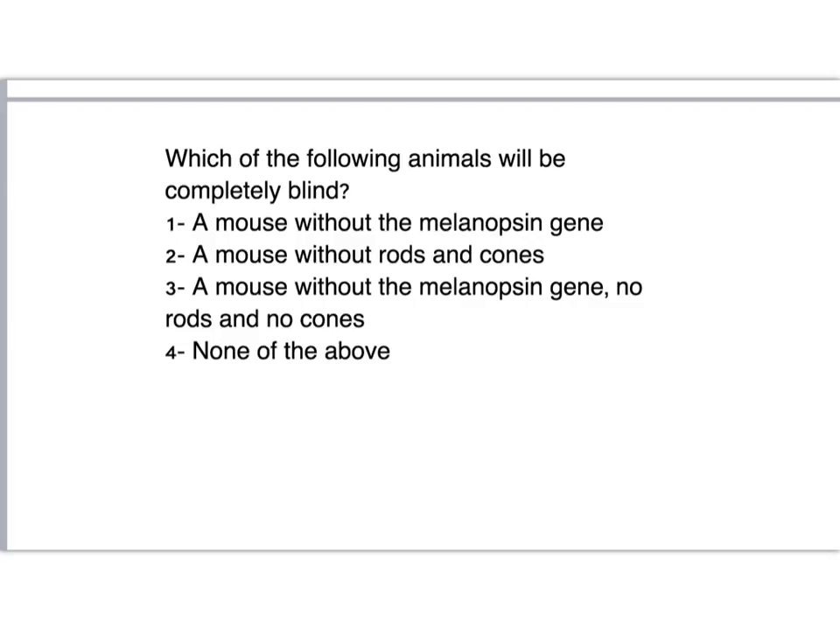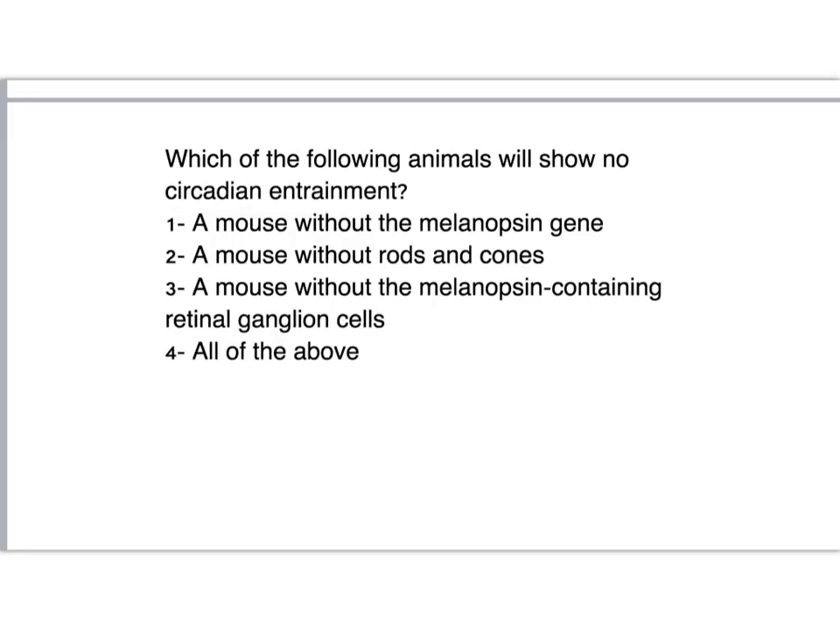So this is another question that I want you to think about. Which of the following animals will be completely blind? A mouse without the melanopsin gene, a mouse without rods and cones, a mouse without the melanopsin gene, rods and cones, none of the above. Again, completely blind means that it doesn't have any kind of photoreception, circadian, melatonin, pupillary reflex, or image forming.